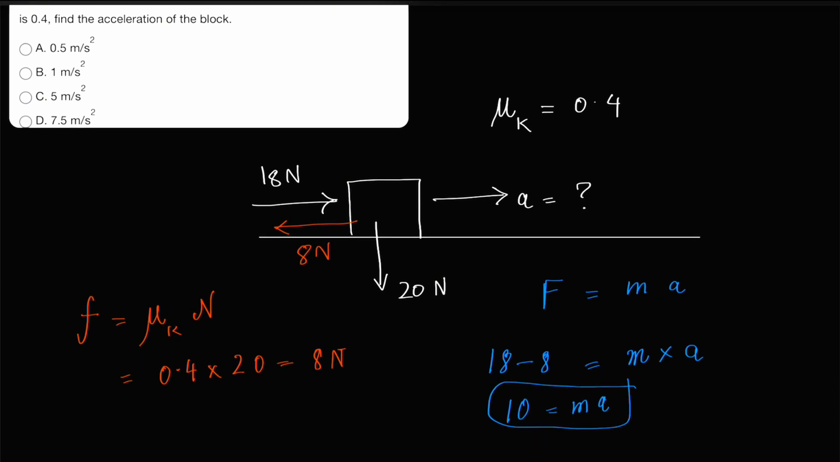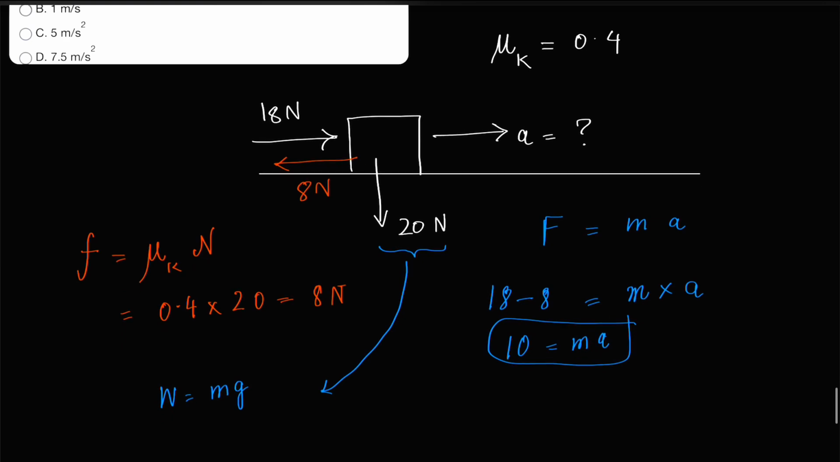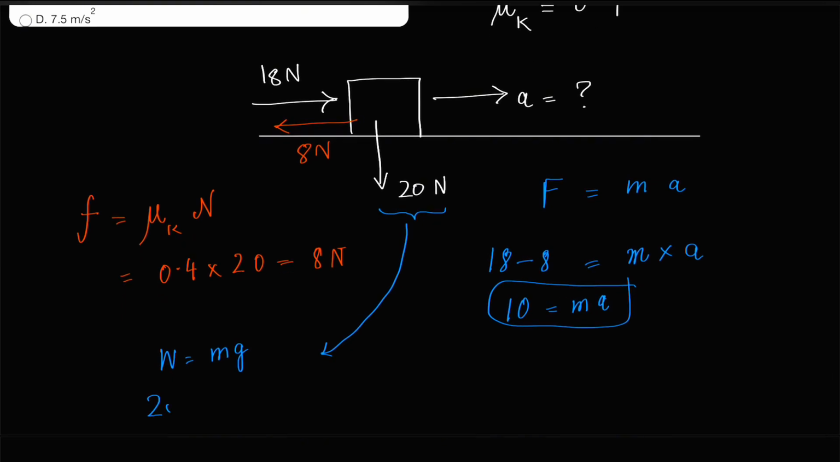But how do we find the mass? Once again, we use this information, the weight. We know the weight is equal to mg. And in this example, weight is 20 newtons and g is 10. That gives us a mass of 2 kilograms. We can use this here, and that gives us 10 equals 2a. Therefore, acceleration is equal to 5 meters per second squared.